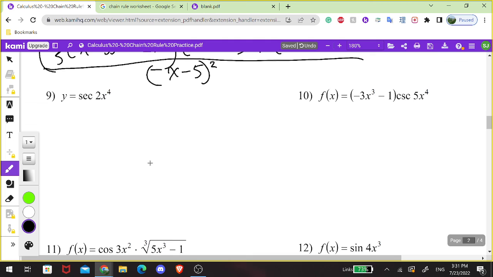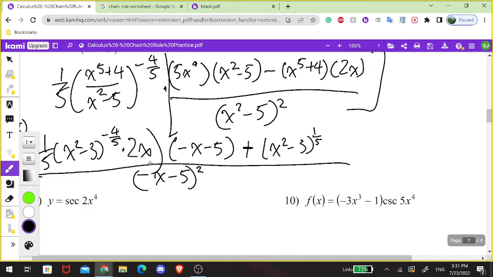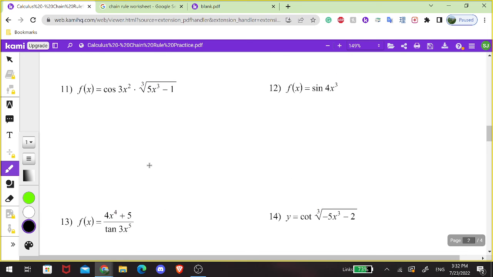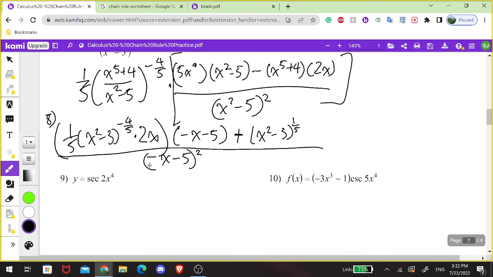Number 9, secant. I have not taught you guys the trig identities for derivatives, which I'm going to talk about in the next video. And after I explain that, we can come back to do these remaining practice problems.